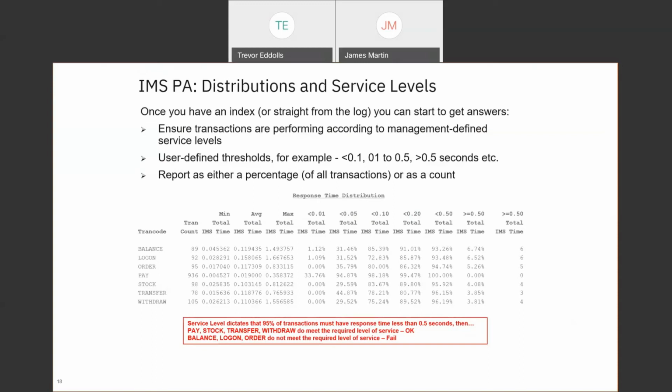And I could build a list report. This is a summaries report. I could build a list report for those three tran codes that listed out each individual execution and gave me the same numbers in this particular report.